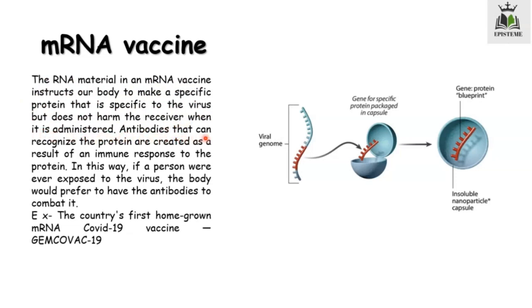The antibodies that can recognize the protein are created as a result of an immune response to the protein. In this way, if a person were ever exposed to the virus, the body would have the antibodies to combat it. Now the concept is the same for every vaccine, you can understand. So here we actually use an insoluble nanoparticle capsule to coat this specific gene, this specific part.